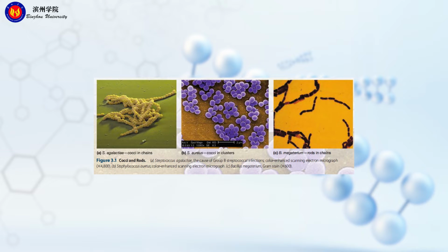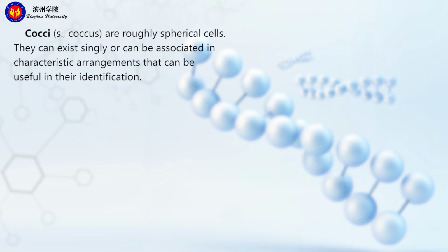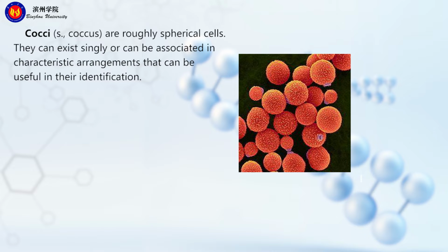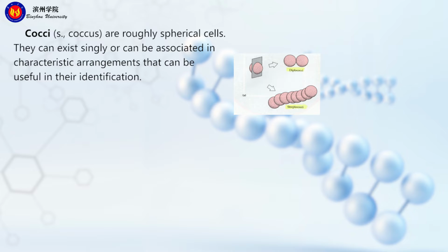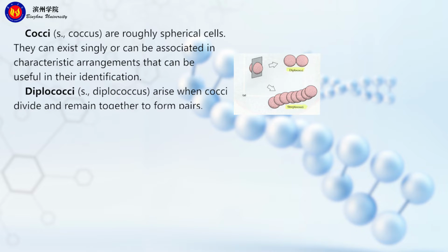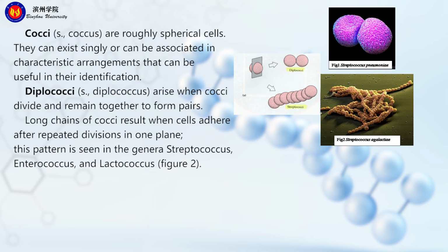The microbial world offers considerable variety in terms of morphology. However, the two most common shapes are cocci and rods. Cocci are roughly spherical cells. They can exist singly or can be associated in characteristic arrangements that can be useful in their identification. Diplococci arise when cocci divide and remain together to form pairs. And you can see long chains of cocci result when cells adhere after repeated divisions in one plane.